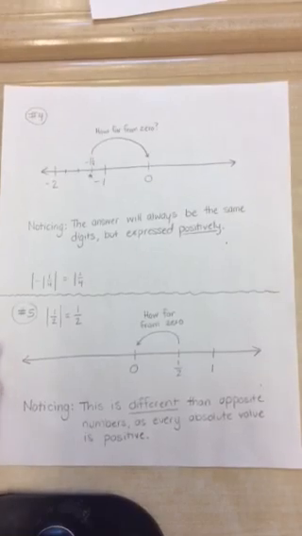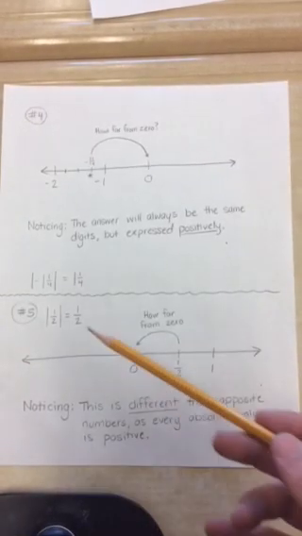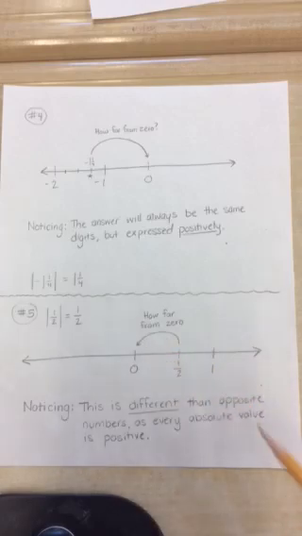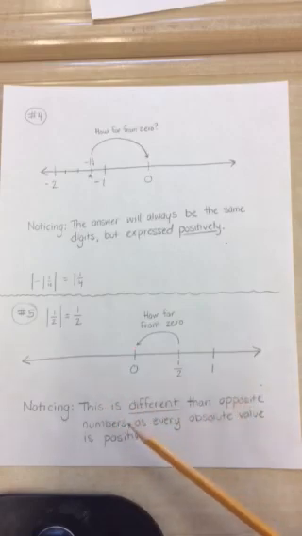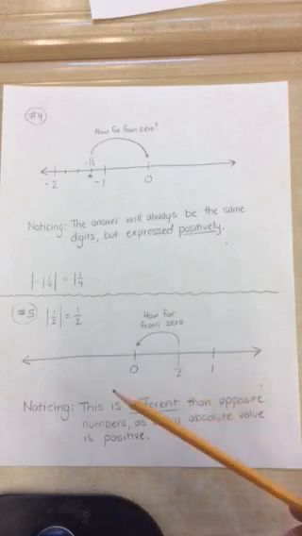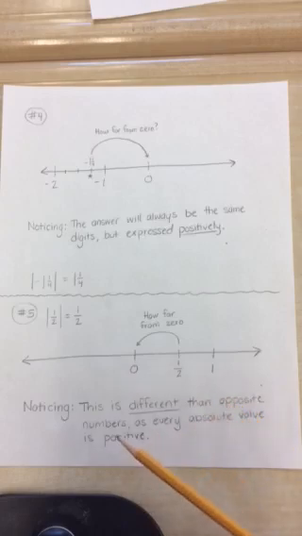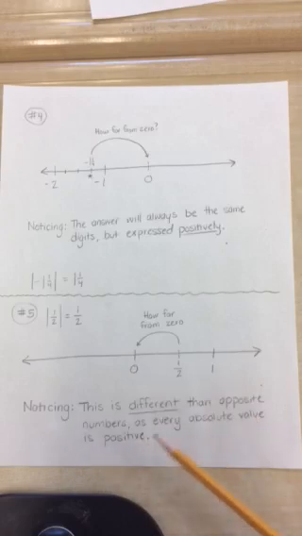It doesn't make sense. Okay, let's do another example down here. What is the absolute value of 1/2? What I'm really asking is how far is this number here from 0? Well, it's half of a unit. So that's why I wrote my answer as 1/2. Another noticing I have is we're not asking about the opposite number, because the opposite of 1/2 is negative 1/2. That's not the absolute value. The absolute value is the distance from 0. So this is different from opposite numbers, as every absolute value is positive. Regardless of whether the number is negative or positive, the absolute value is just that number expressed in a positive manner.